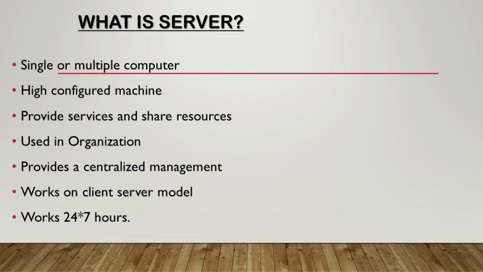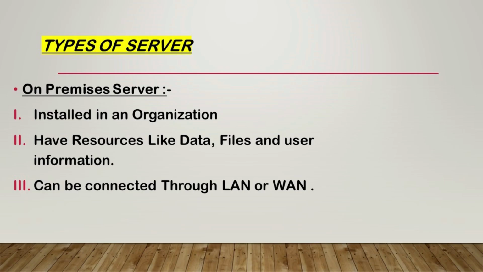After that, types of server. If we talk about the types of server, we have two types available. One is the on-premises server, second is the cloud server. On-premises server means it is installed in an organization, right? It holds resources like data, files, user information. You can save this type of data, or you can connect it with a LAN or WAN. You can connect this type of server with your LAN network and also with your WAN network.